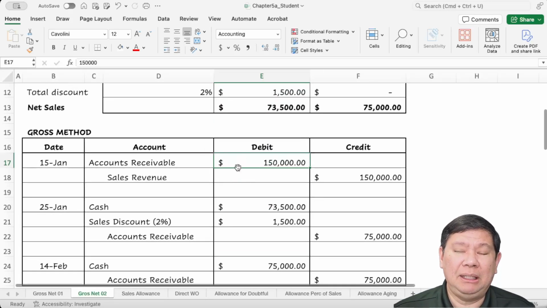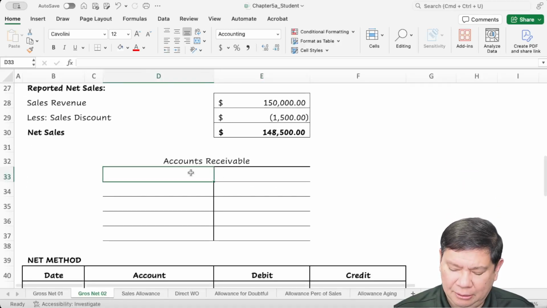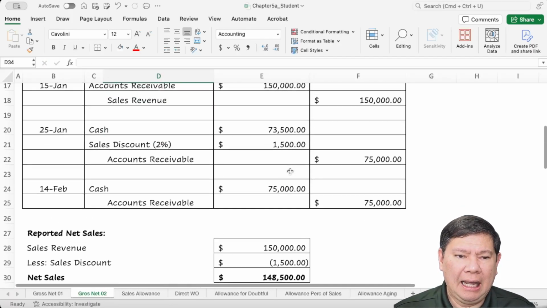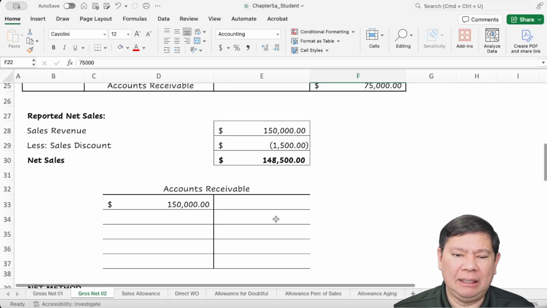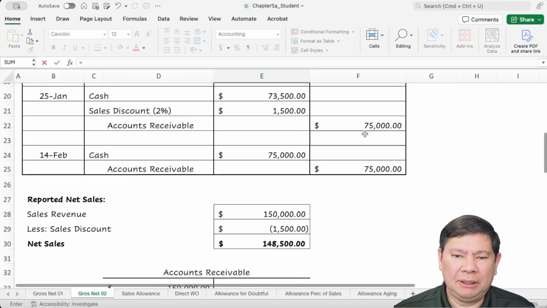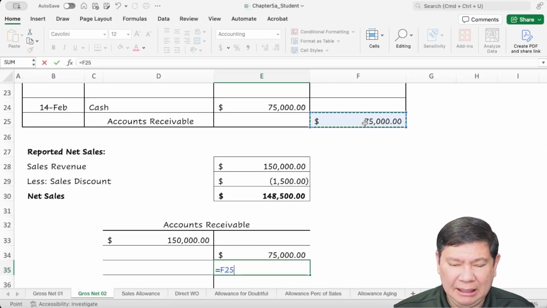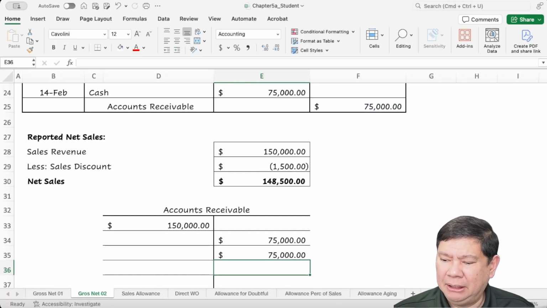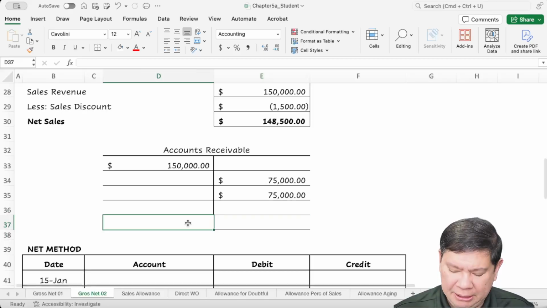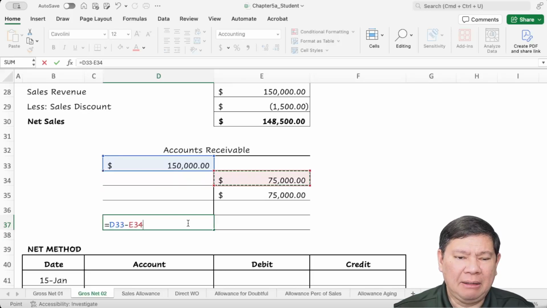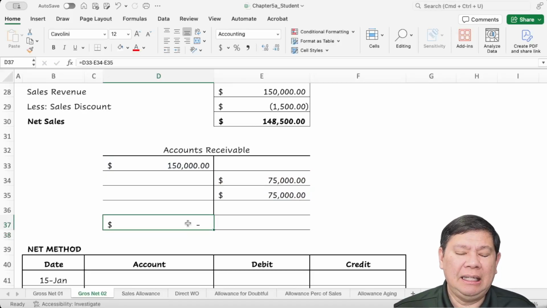What about the accounts receivable? Well, the accounts receivable is based on the gross amount. So we started with $150,000, and then it was paid $75,000 in the first payment and $75,000 in the second payment. So after those two payments, the ending balance is 150,000 debit minus 75,000 credit minus 75,000 credit. So the ending balance is 0.